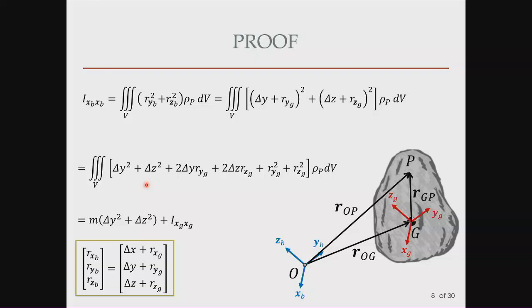I can take them out, and what I'm left with is rho dV for these two terms. The integral of rho dV over the volume is just the mass itself. That's why I have here m times delta y squared plus delta z squared, which is this part here. This times m. And now I need to show you the rest.